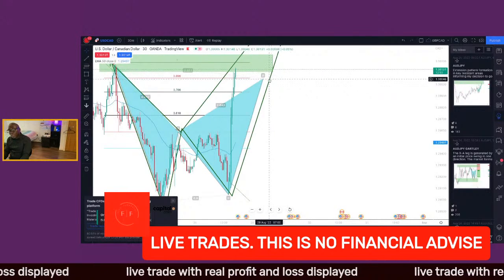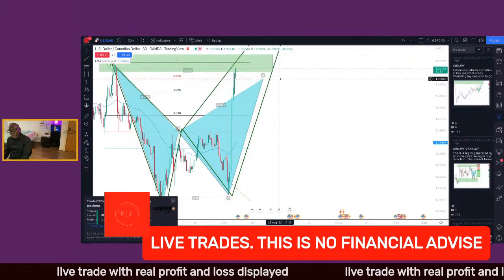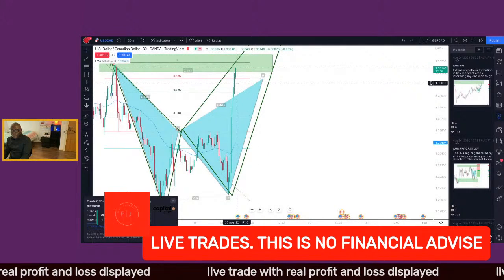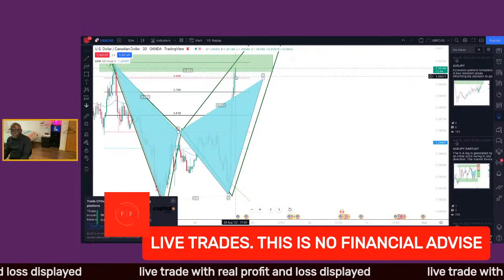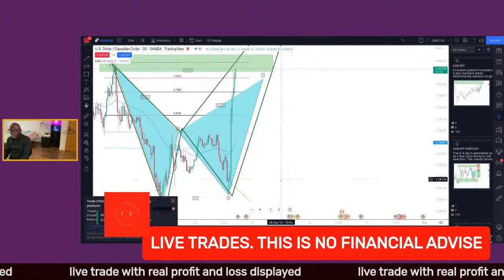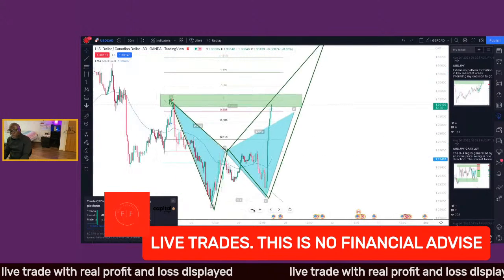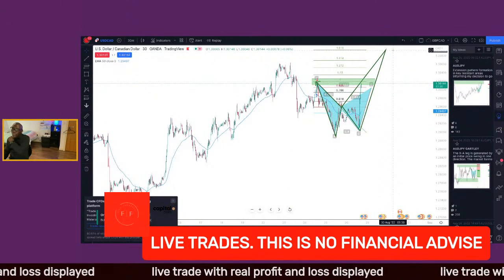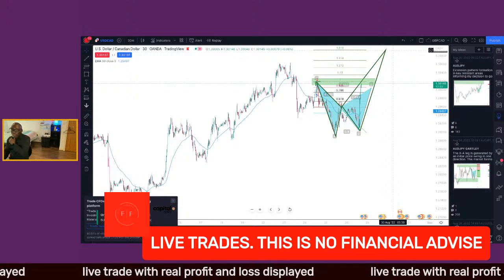On the 30 minutes chart, there is no indication of that. You can see that these are all green bars. So I'm thinking based on this that price will continue to go up all the way to this section here to complete this pattern, but I could be wrong.